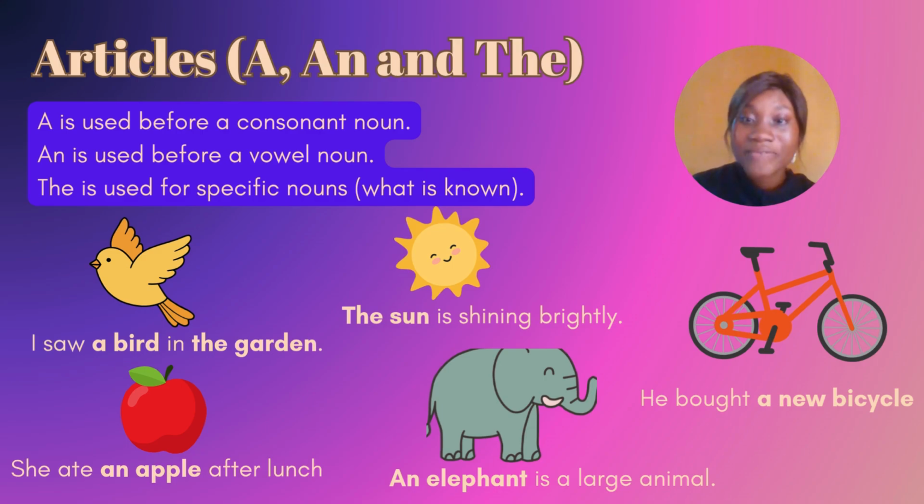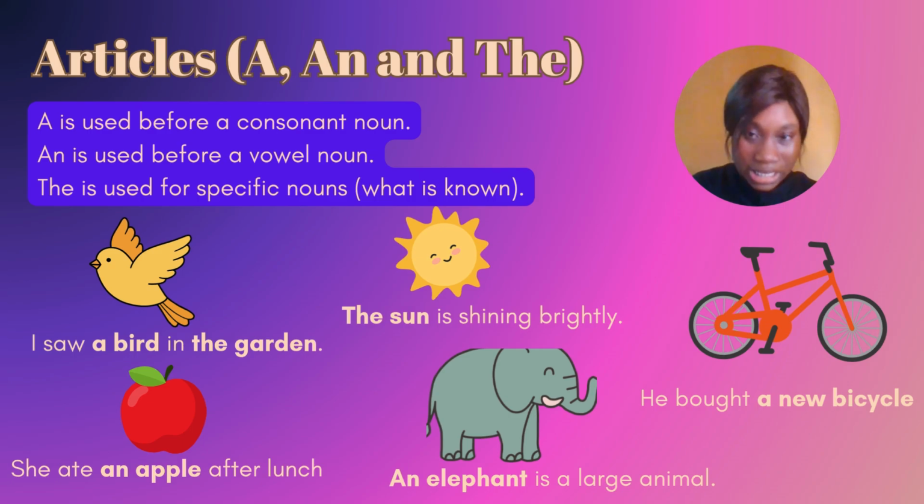They all have consonant letters and consonant sounds, so you make use of what? A. Now for an, you put it for vowel nouns, so nouns that begin with a vowel letter. Example, an egg, an umbrella. Did you get that? So an egg, an umbrella, and so on and so forth.